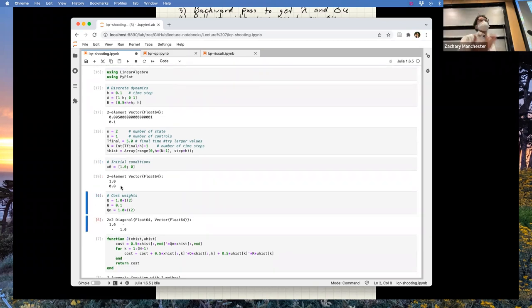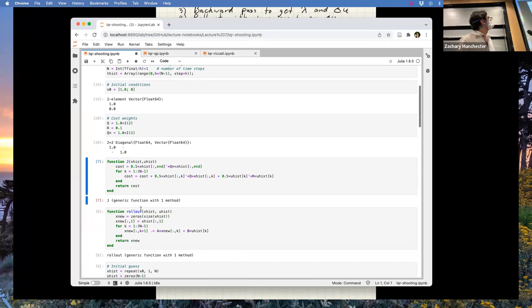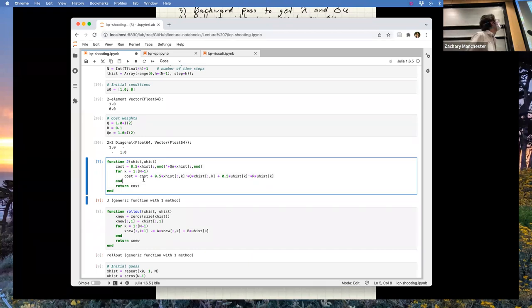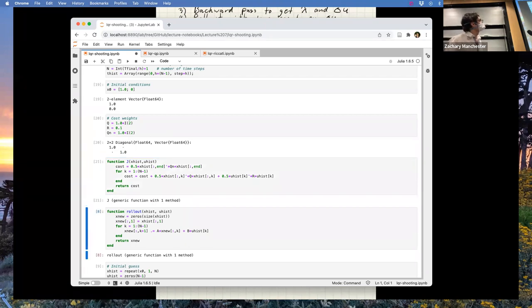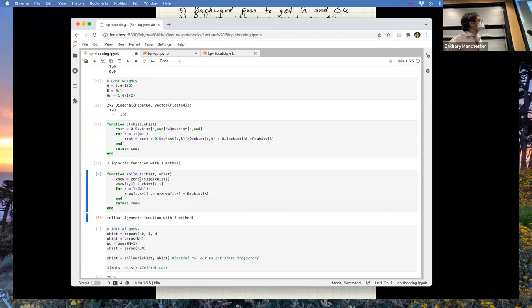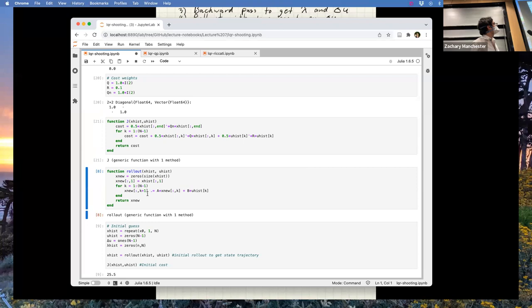Okay, cost functions. We're just going to start here for now and make this up. Identity for Q, 0.1 for R, identity for QN, nothing crazy. The cost function is just me adding up the cost, aka integrating it along the trajectory in discrete time, a sum over the time steps of that LQR cost function that we wrote down. This is my rollout, just forward simulating the dynamics, so Ax plus Bu, right? I give it an initial state and a control trajectory, and it simulates everything.